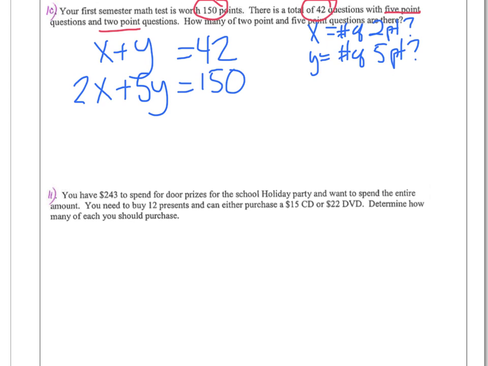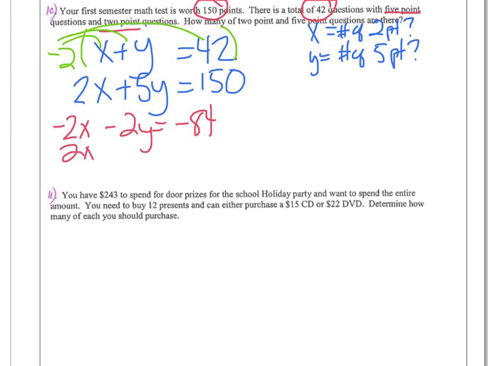Now this one can be solved again with substitution or linear combo. Why don't we go ahead and do linear combination, and I'm going to eliminate the x's. That's a positive 2y. Let's make this one a negative 2y. So I'm going to multiply this entire equation by negative 2. Make sure it distributes through. When you rewrite that, it's going to be negative 2x minus 2y equals negative 84.